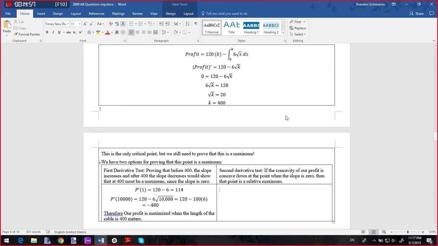So if I derive this profit equation again, I'll get this. The first derivative of profit was that, so the second derivative of profit then is going to be, if this is, I'm going to rewrite this square root here. This is k to the 1/2 power. Okay, so if I derive it again, I'm going to multiply the 6 times the 1/2 to get 3, k to the negative 1/2.